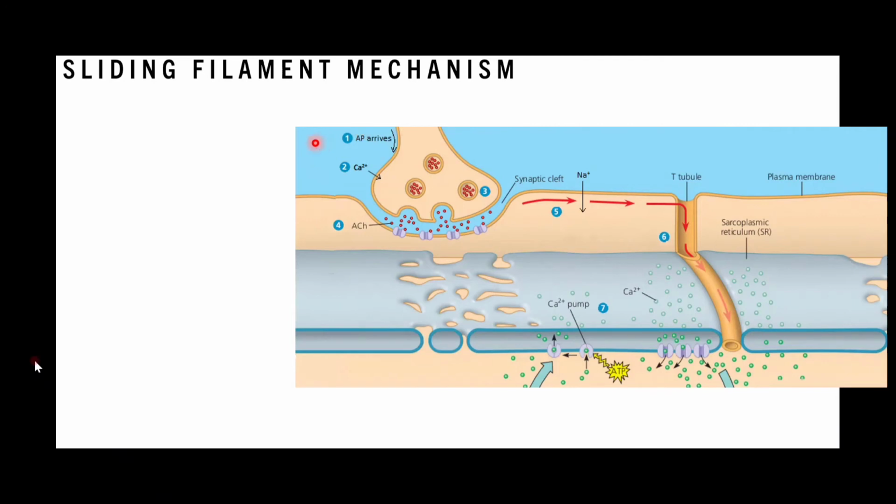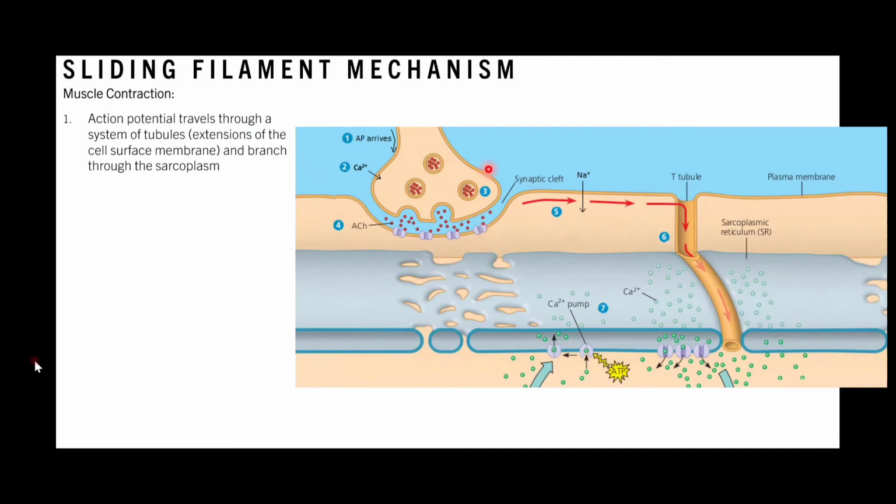And so now we're going to look at how this acetylcholine binding to our muscle membrane, causing depolarization of the muscle cells, can then lead further down to contraction. So the first thing is that our action potential that we have now triggered at our muscle membrane travels through this system of tubules. So these are extensions of the cell surface membrane. Because of this depolarization, we now have a traveling action potential, which can then travel down these tubules, these extensions.